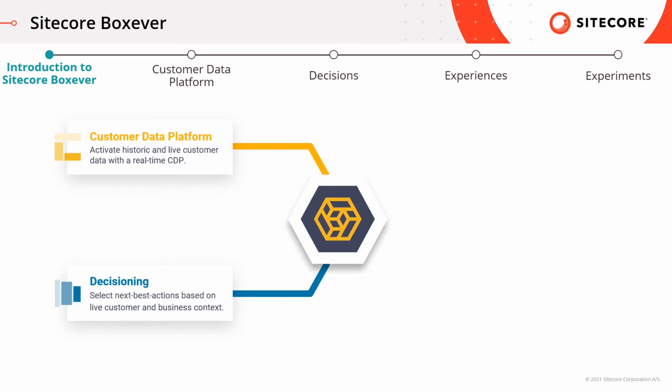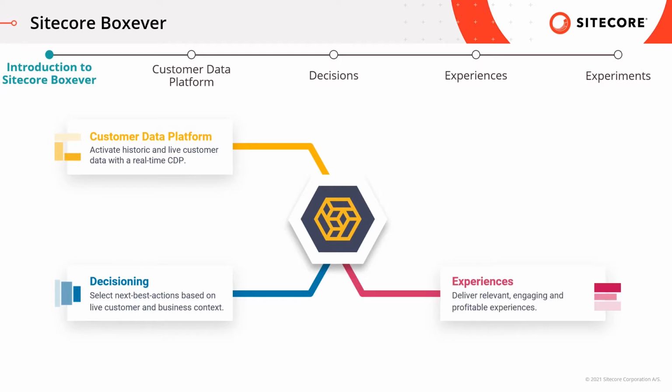Now that we have the data available and the decisions modeled, we can think about how to deliver those experiences to the customer across channels. The first area Sitecore makes this possible is with the experiences capability. Here, business users and marketers can orchestrate decision logic and customer data to craft a truly tailored experience. This ensures your customers will have interactions with your brand that are consistent across all channels and delivered in real time.